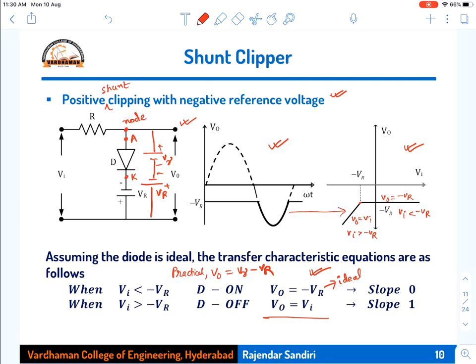But when the diode is on, V naught is equal to minus VR for the ideal case, V naught is equal to V gamma minus VR for the practical case. Is it okay?